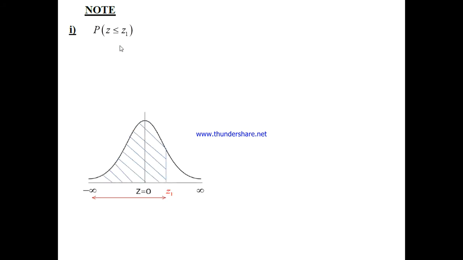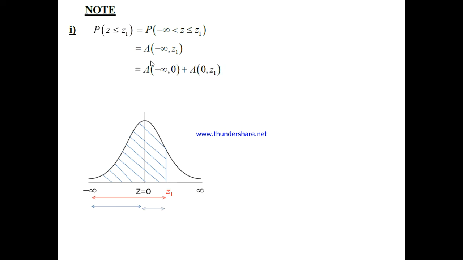Before going to the next type of problem under the normal distribution, let us discuss a few important points. Probability that z takes the values less than z1. Since our z is a real variable, it can take any value less than z1, that means any value between minus infinity and z1. That is, consider it as minus infinity to 0 first, then 0 to z1.